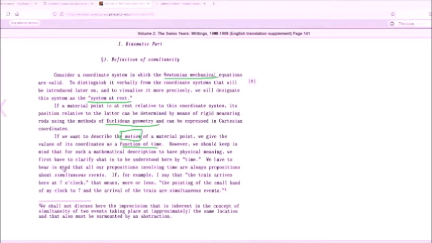However, we should keep in mind that for such a mathematical description to have physical meaning, we first have to clarify what is to be understood here by time. Trying here to mess with the time is not going to tackle the problems that you started with. We have to bear in mind that all our propositions involving time are always propositions about simultaneous events. If, for example, now he wants us to define time precisely.